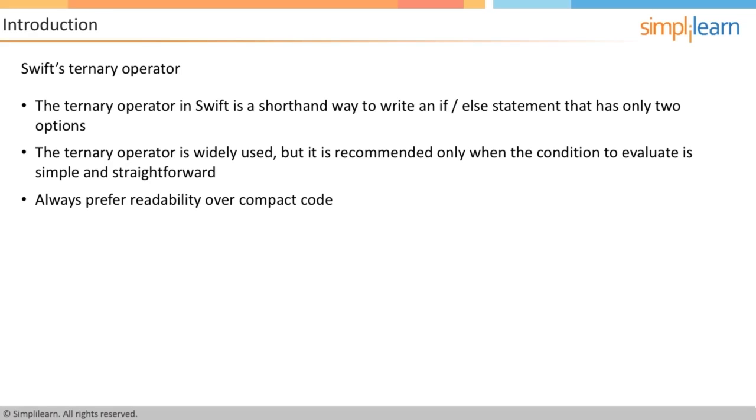The ternary operator in Swift is a shorthand way to write an if-else statement that has only two options. The ternary operator is widely used, but it's recommended only when the condition to evaluate is simple and straightforward. And always keep in mind that you should always prefer readability over compact code. So your decision to use the ternary operator or not is completely up to you, but let's take a look at it.